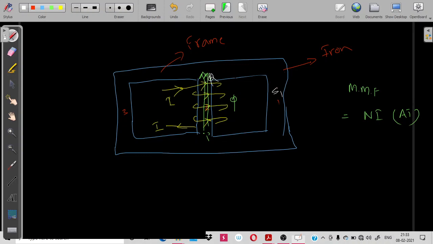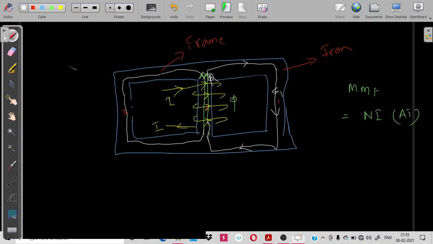Some of the flux lines of the total flux set up will flow in this manner, or take a path like this, and some other flux lines will take a path like this, the shortest path possible, like this.